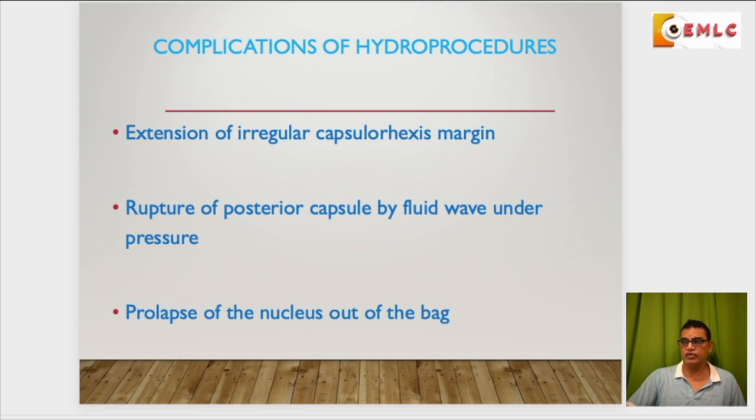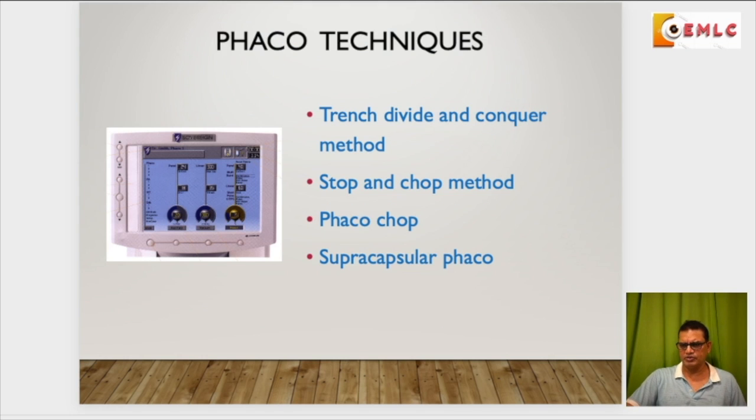And the complications of hydro procedures, you must know, if you inject too much of fluid very quickly, irrigation cannula, I use 27 or 30 gauge cannula for hydrodissection. If you use cannulas which are thicker than that, there is a chance of capsulorhexis running away at certain weak points. There can be a rupture of the posterior capsule by the wave if it's weak, or there is sudden prolapse of the whole nucleus out of the bag into the anterior chamber. We do not want any of this, so inject very small amount of fluid at a point and inject very gently. Phaco is a surgery where you should be gentle at all steps.